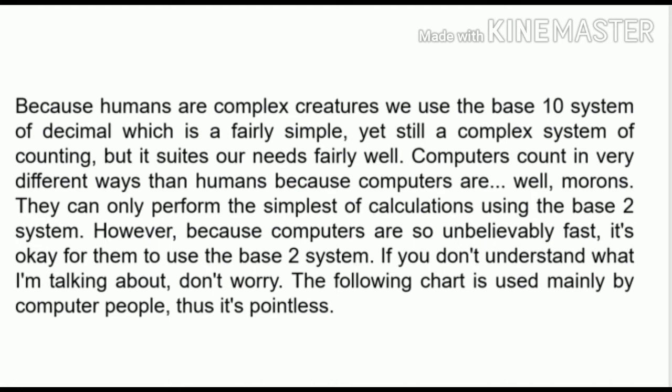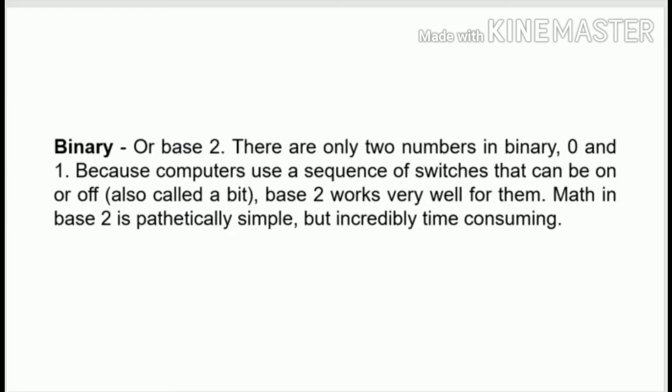However, because computers are so unbelievably fast, they can handle several systems. First is binary or base 2. There are only two numbers in binary, 0 and 1, because computers use a sequence of switches that can be on or off, also called a bit. Base 2 works very well for them. Math in base 2 is pathetically simple but incredibly time consuming.